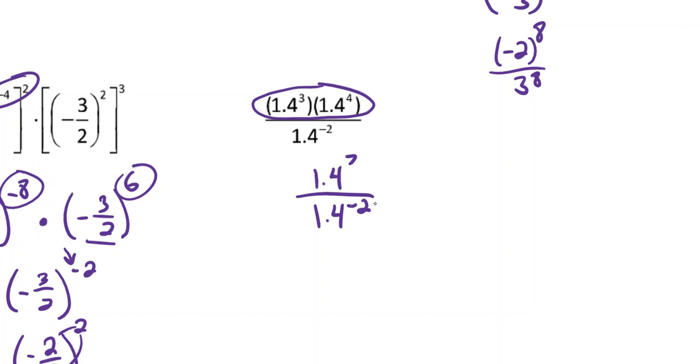Okay, what do we do when we divide? Subtract, right? So that's the same thing as 7 minus negative 2. So 7 minus negative 2 would be 9, right? That's like adding. It's like an addition sign there. So that would all just be 1.4 to the power of 9.